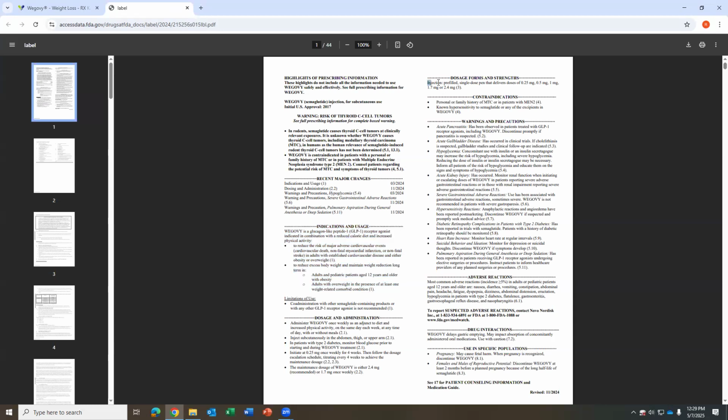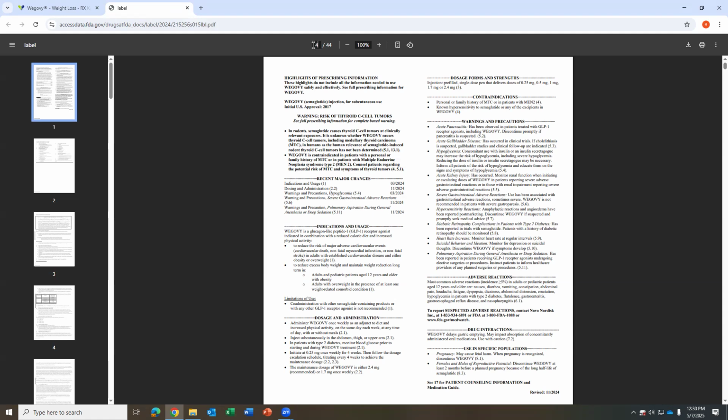The dosage of Wegovy starts at 0.25 milligrams and can go up to 2.4 milligrams. Semaglutide is also used in Ozempic. In Ozempic, it goes from 0.25 milligrams all the way up to just 1 milligram.